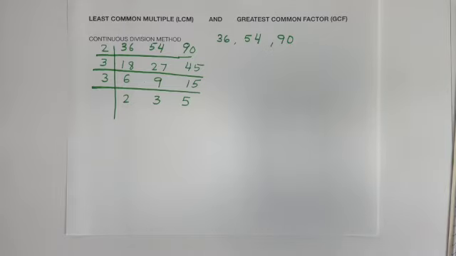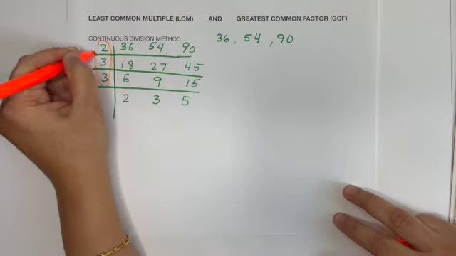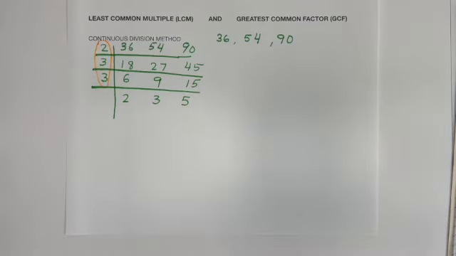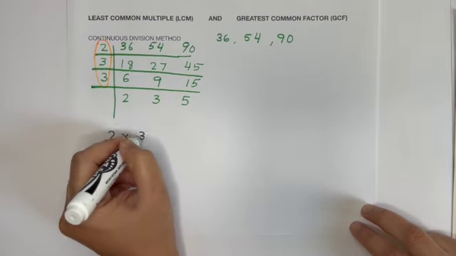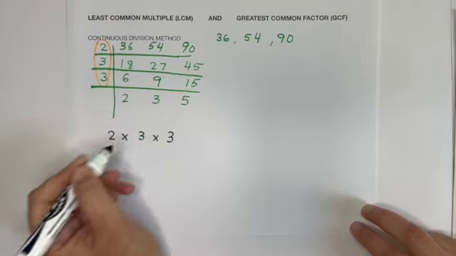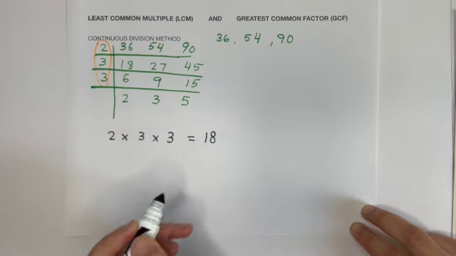The numbers that are listed on the side, that's 2, 3, and 3, these are common factors. Multiplying these common factors, 2 times 3 times 3, I get my greatest common factor, which is 18.